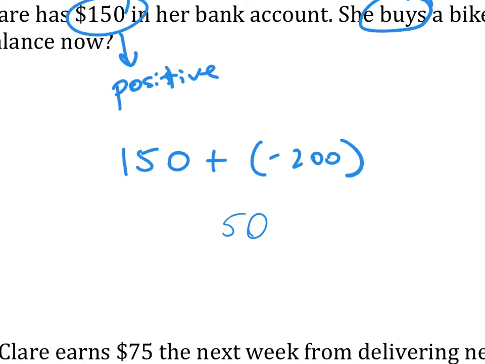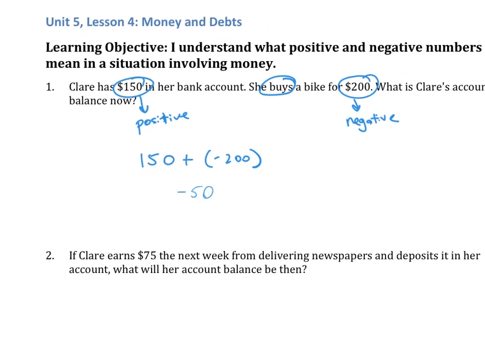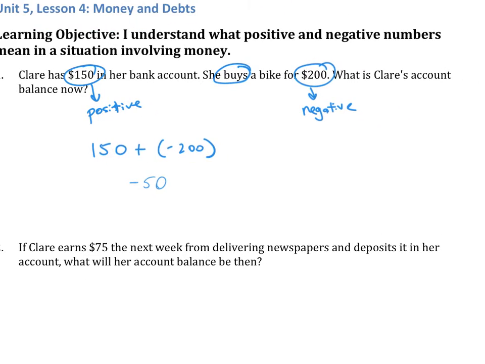The other thing we learned is that we always take the sign of what there is more of. So we ask ourselves, are there more positives in this case or are there more negatives? And in this case, there are more negatives. So my answer is negative 50. So that means Claire's balance is now negative $50.